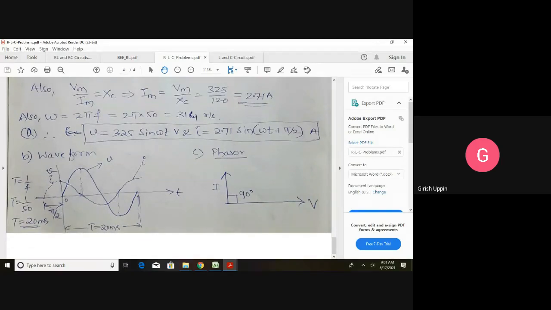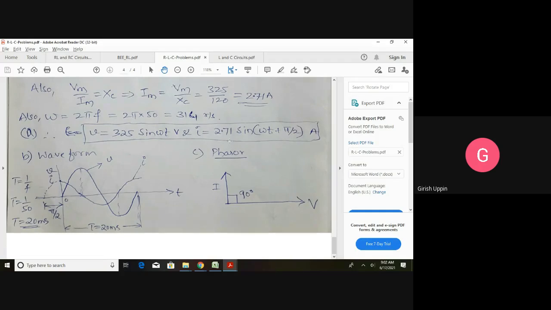Then waveform, first you draw the voltage. Voltage will start from 0, and first you have to calculate the time period, because you don't know how much is the time period. So for that, T is equal to 1 by f, T is equal to 1 by 50, and you get it as 20 millisecond. So the time taken for one cycle is 20 millisecond. You have to mark that time period. This is the voltage, V is equal to 325 sine 314t.